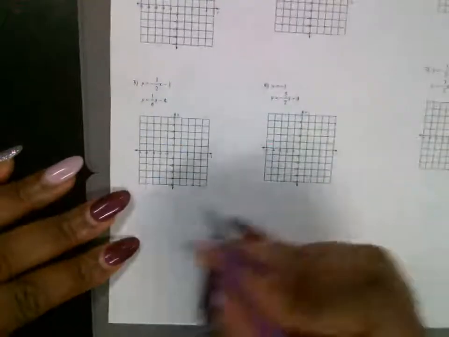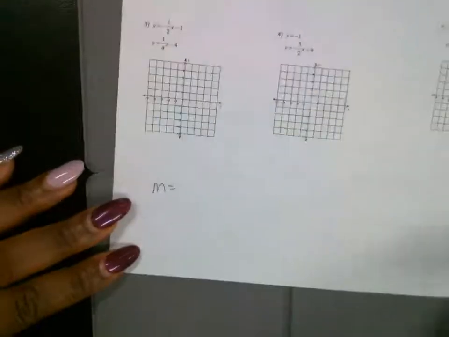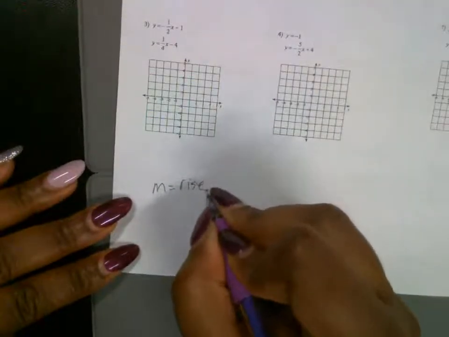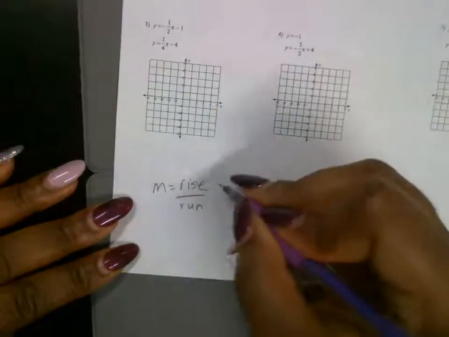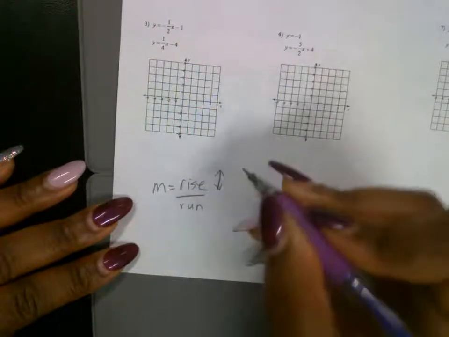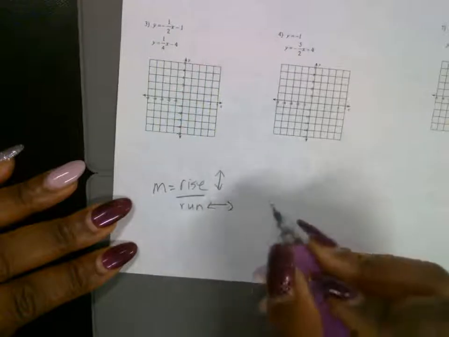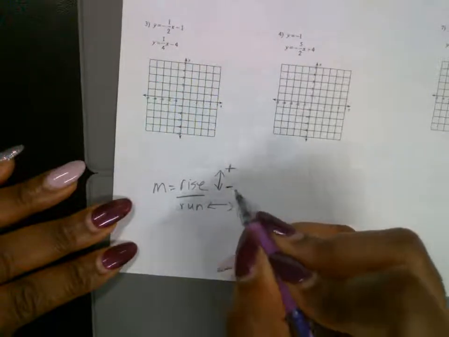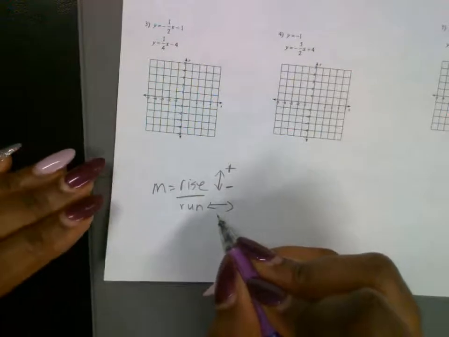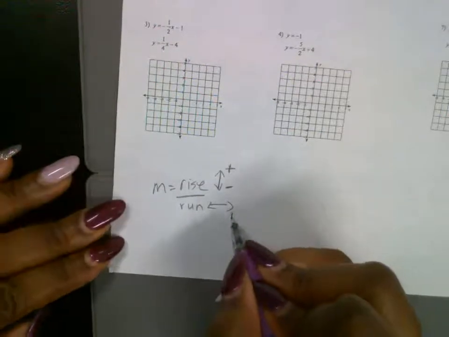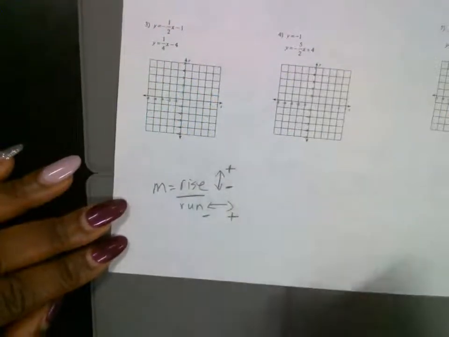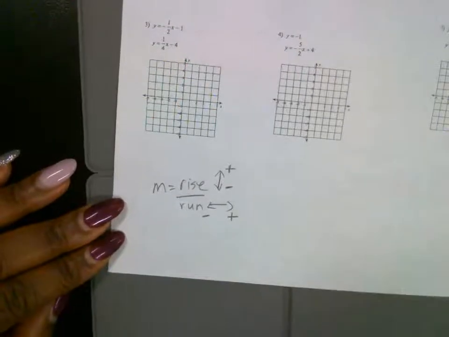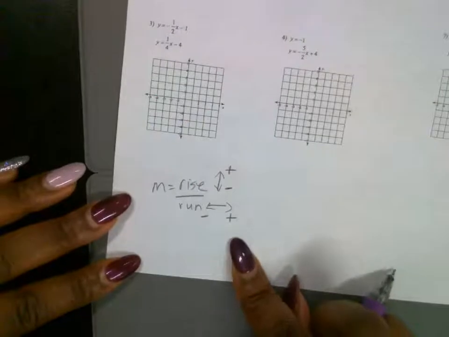If you forget, guys, on the bottom, you can write this if you want to. You have rise over run. You probably should write this. Rise is up, down. Run is left, right. If it's positive, go up. If it's negative, go down. Run, if it is positive, go to the right. If it's negative, go to the left. Okay? All right. I'll hold for a second because some of you might be writing that.